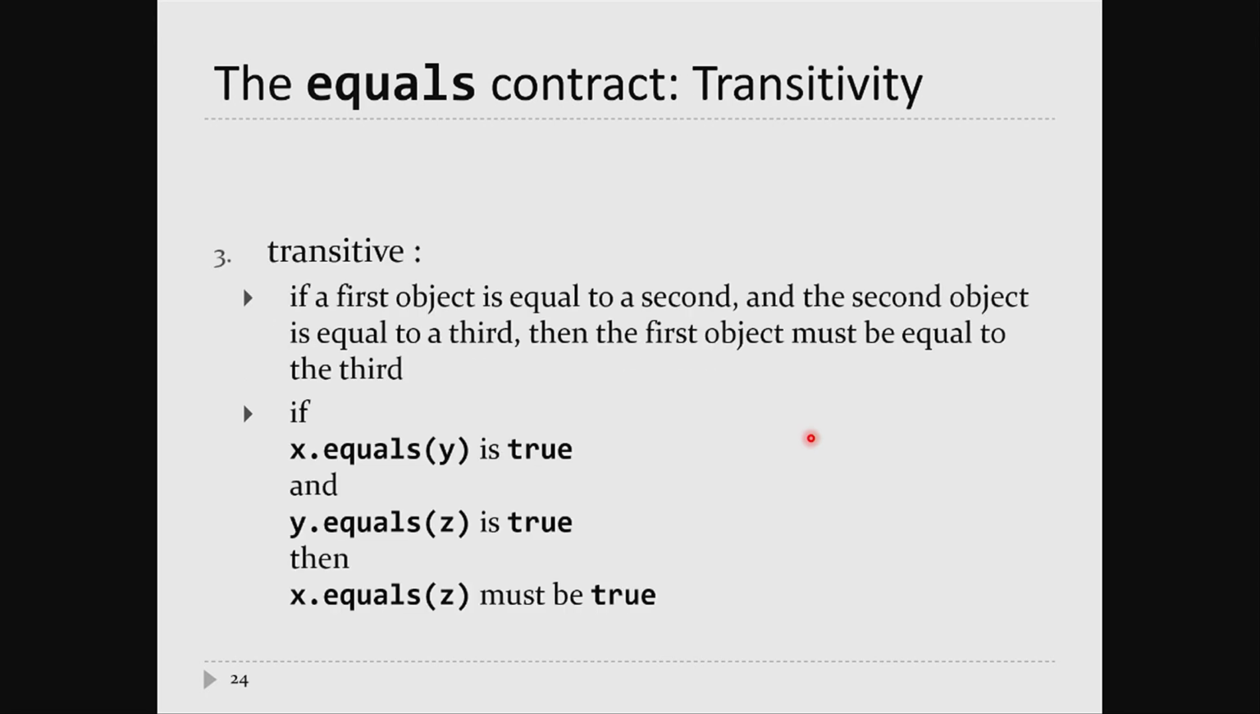Transitivity just means that it is a relationship between three different objects. So if the first object is equal to the second, and the second is equal to the third, then the first must be equal to the third. That's all that means. So in other words, if x equals y is true and y equals z is true, then x equals z must also be true. If you follow the recipe, if you follow the slides that I gave you at the beginning of the lecture, all of this just falls out. You don't have to check it.